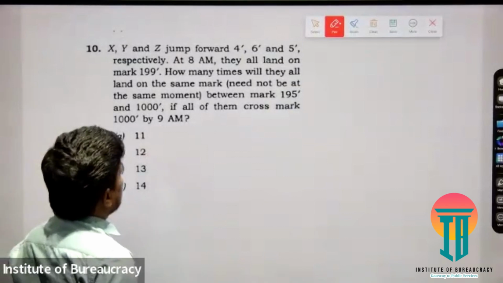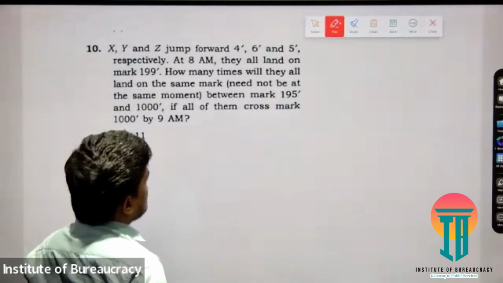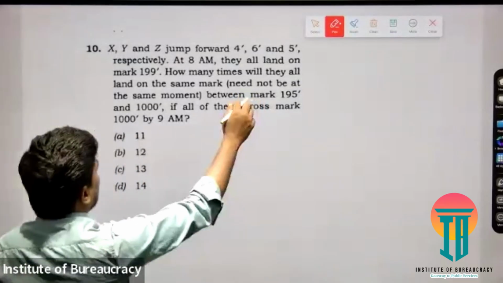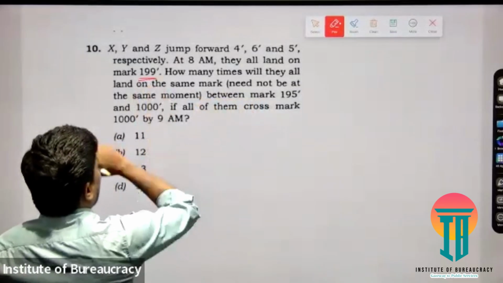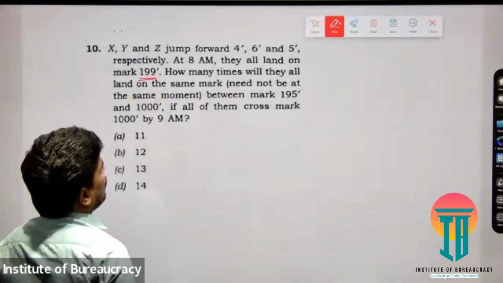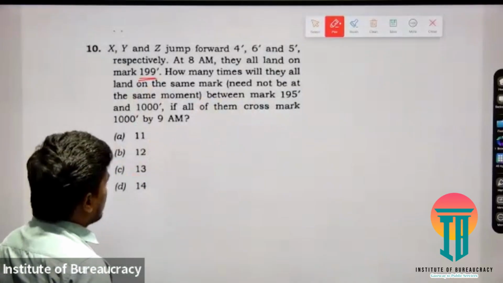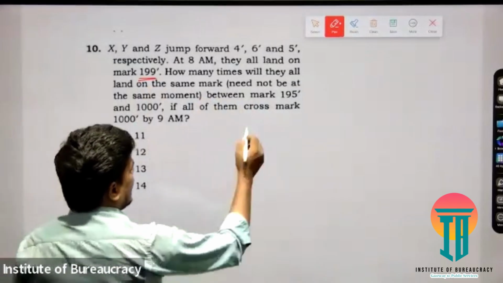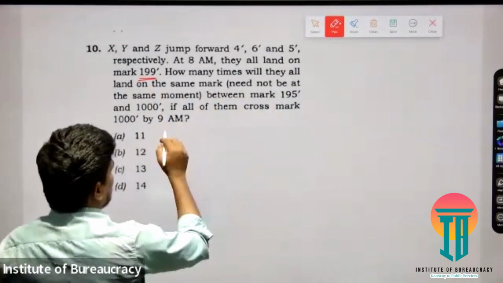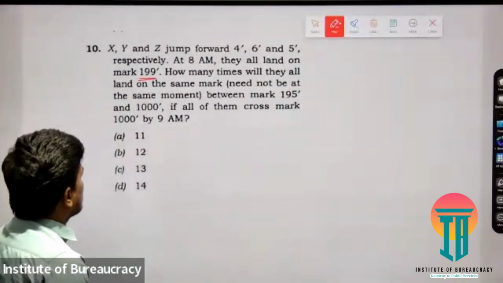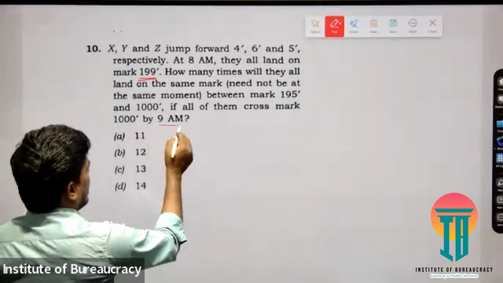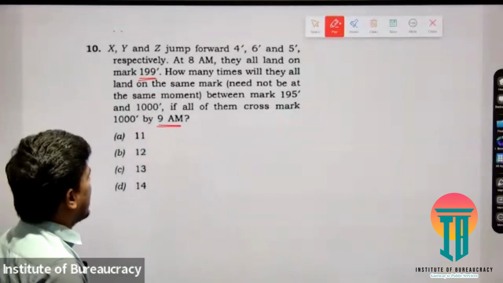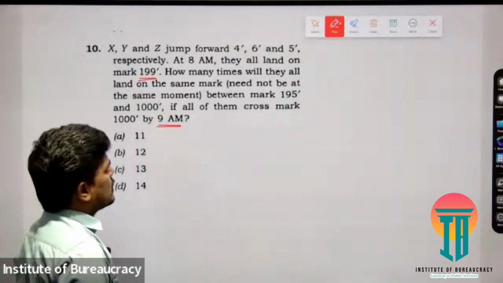X, Y, Z jump forward 4, 6, 5 inches respectively. At 8 a.m., they all land on mark 199 inch. How many times will they all land on the same mark, need not be at the same moment, between the mark 995 and 1000 inches, if all of them cross 1000 inches by 9 a.m.? Okay. How many times will they be on the same mark? That's the question.